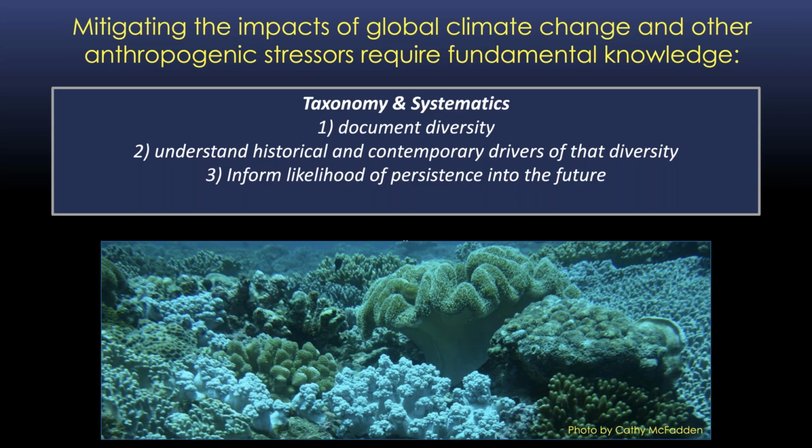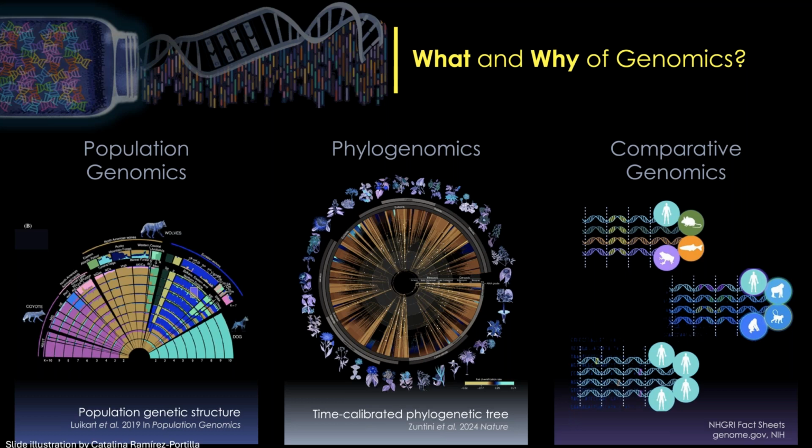I would argue at the core of this is fundamental knowledge in taxonomy and an evolutionary framework known as systematics. So we can better document the extent of coral diversity, not just morphological diversity or taxonomic diversity, but functional diversity and phylogenetic diversity. We need to better understand the historical and contemporary drivers of that diversity so we can inform the likelihood of persistence into the future. And so I think it's important to begin rebuilding the evolutionary framework of corals.